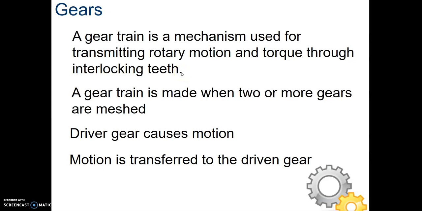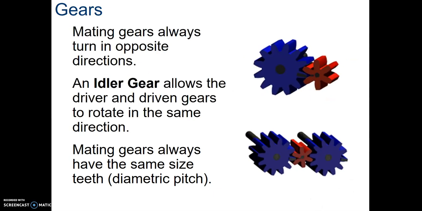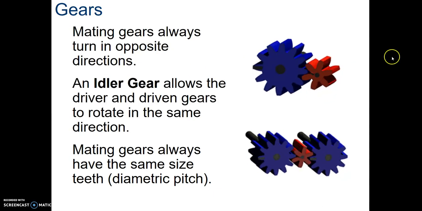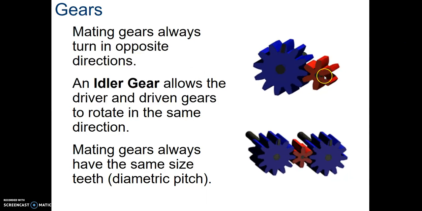A gear train is a mechanism used for transferring rotational motion and torque through interlocking teeth. It's made when two or more gears are stuck together. That motion is transferred to the next driven gears. You've got input, output, input, output, all the way down through your system. Mating gears always turn in opposite directions, clockwise and counterclockwise.